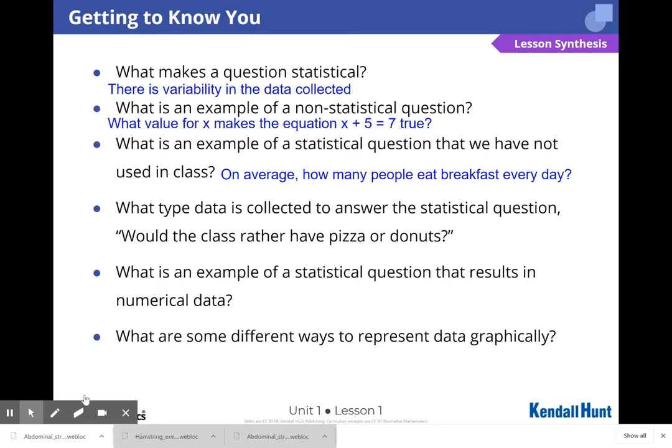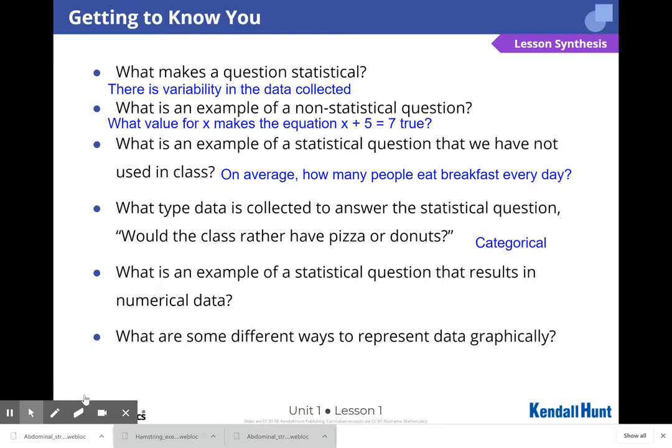What type of data is collected to answer the statistical question, would the class rather have pizza or donuts? So if we're asking students this question, we're going to get either pizza or donuts as our answer, so that would be categorical data.